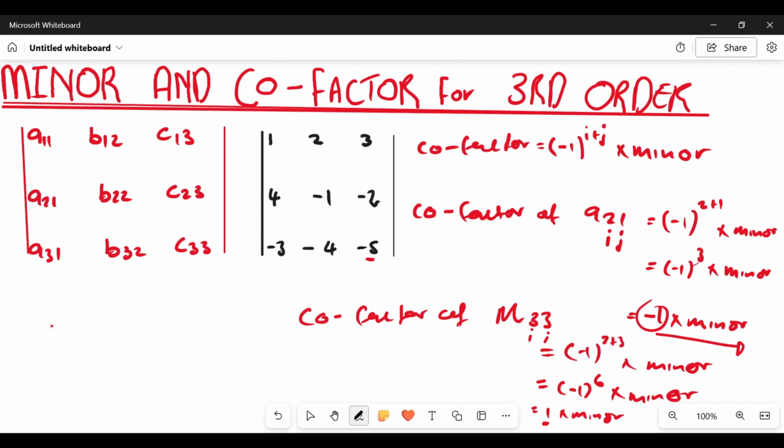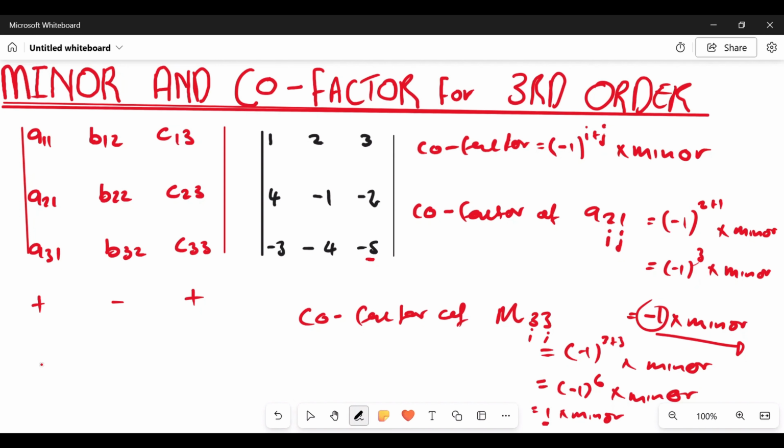The signs are very simple. The first entry is always positive, always. From there, you just alternate the signs. Whether you go to the left or you're moving downwards, you just alternate the sign. Next to positive, you put negative. Next to negative, you put positive, and so on and so on.